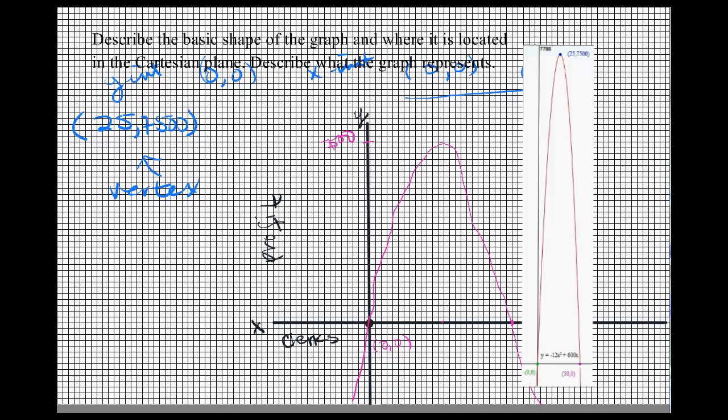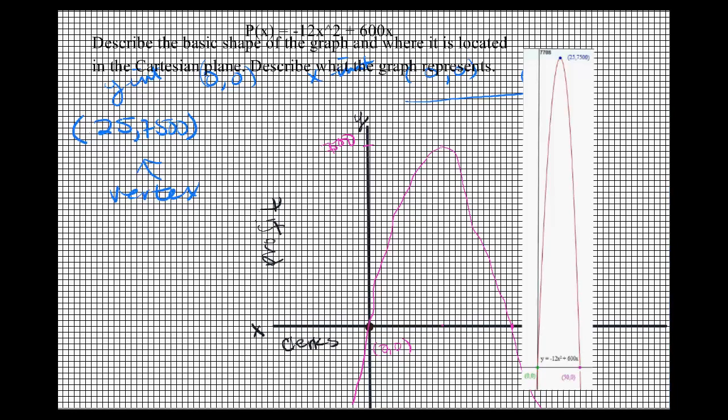It's going to ask you to describe the basic shape of the graph and where it's located in the Cartesian plane. And again, describe what the graph actually represents. As we can see, based on this actual computer-generated graph of the parabola, it's very narrow. We can also notice just from our quadratic equation that because the coefficient of x squared is negative, that corresponding parabola is going to open downwards. We can see in this image as well that it does indeed open downwards.